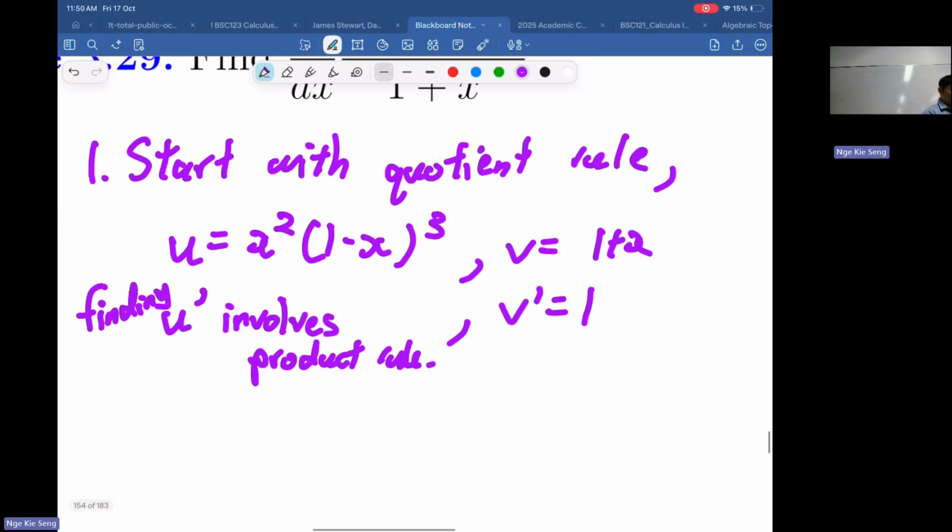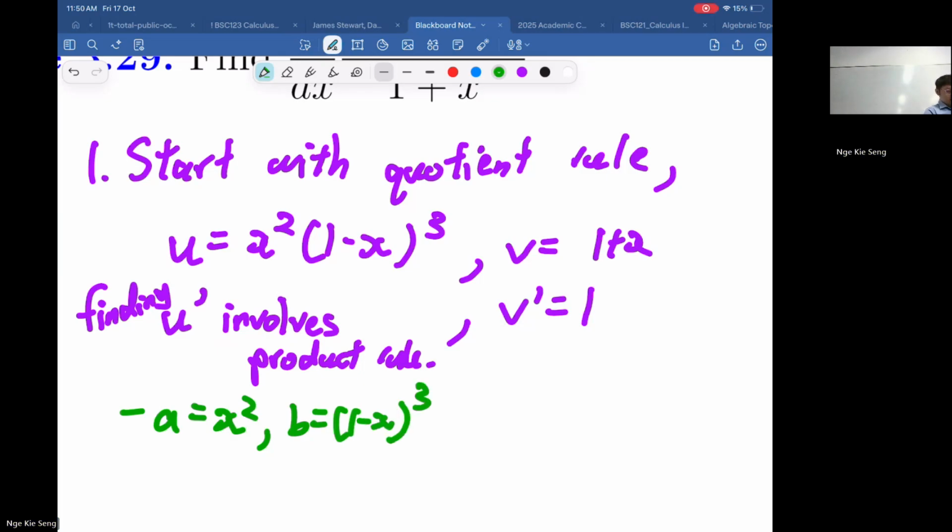So let's give some more names. Let's say A equals x squared, B equals 1 minus x cubed. But what did you realize when you do the product rule? You want to find B prime. But to find B prime, how to find this? Just now we used the chain rule. Okay, so here you need to use chain rule. Okay, after you get chain rule, put it back to product rule, and then put it back to quotient rule, and you can get the answer.